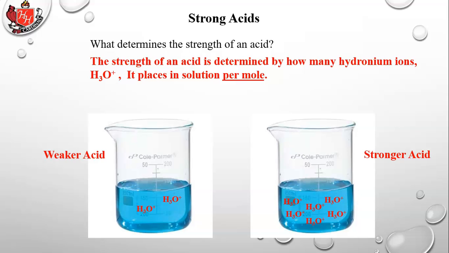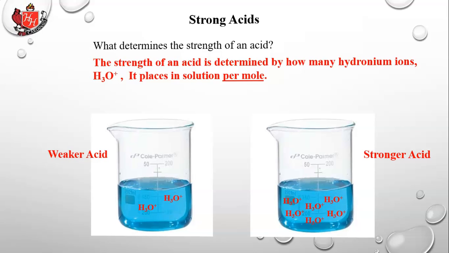You can get more H3Os in solution if you use a whole lot of a weak acid and a very small amount of a strong acid, if you just want to count how many H3O hydronium ions you have. But given equal amounts of a strong acid and a weak acid, the strong acid is going to put more hydronium ions into the solution.